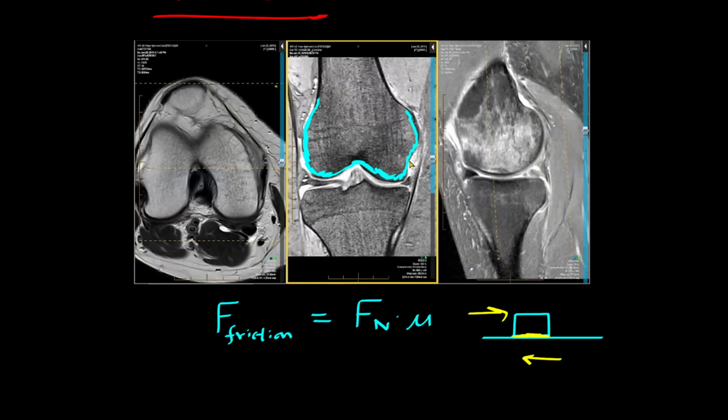So that has to do with the properties of the two surfaces, and it also has to do with properties like lubrication. So you might think if you grease up the floor with dish soap, it'd be easier to push the box, and it would be easier because the coefficient of friction would go down.